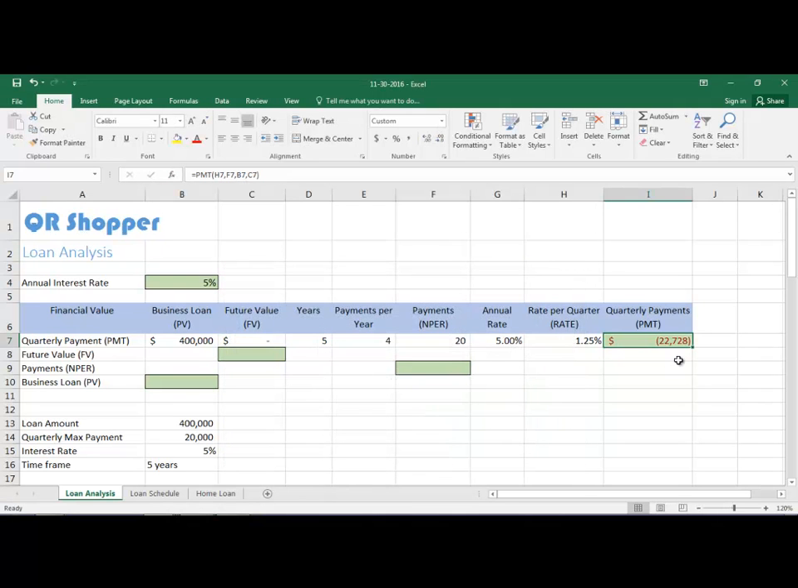And you can see that it says we're going to pay $22,728 for the right to borrow that money. And we're going to do this 20 times.